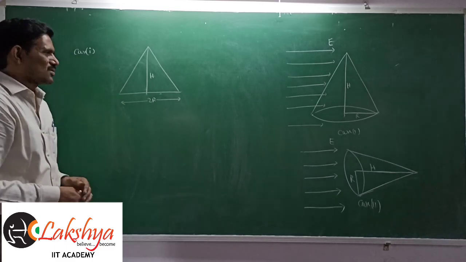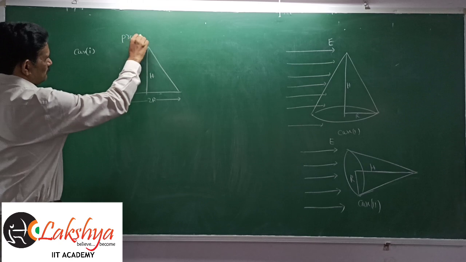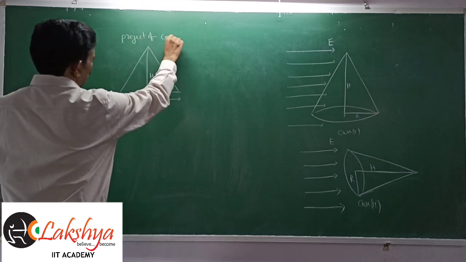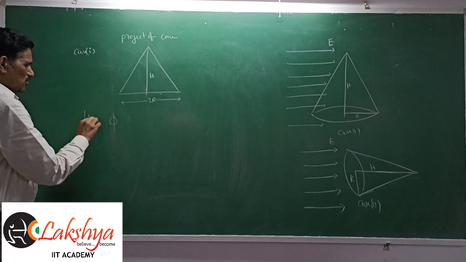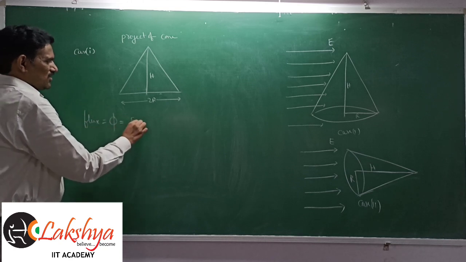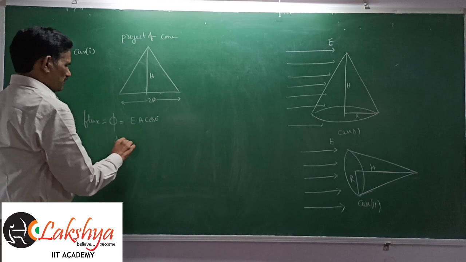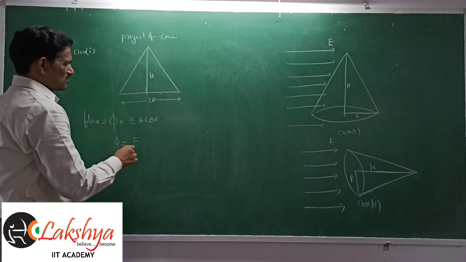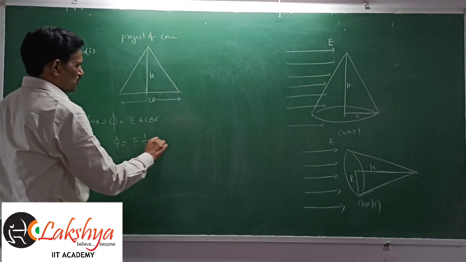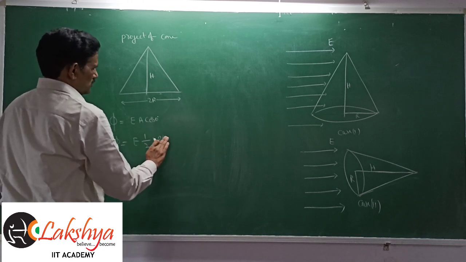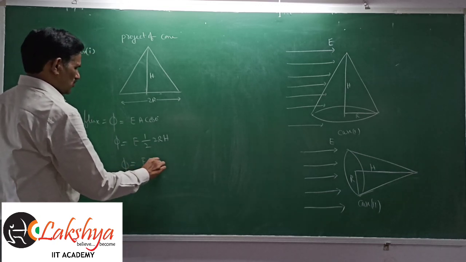Now the area of this projection, this is a projection of the cone. So the flux entering the cone we can write as phi is equal to E into A, that means cos 0 we are considering here. So the flux passing through this triangular surface is E into area, which is 1 by 2 into 2R into H. And so this flux is E into R into H. So that is the flux passing through that cone.